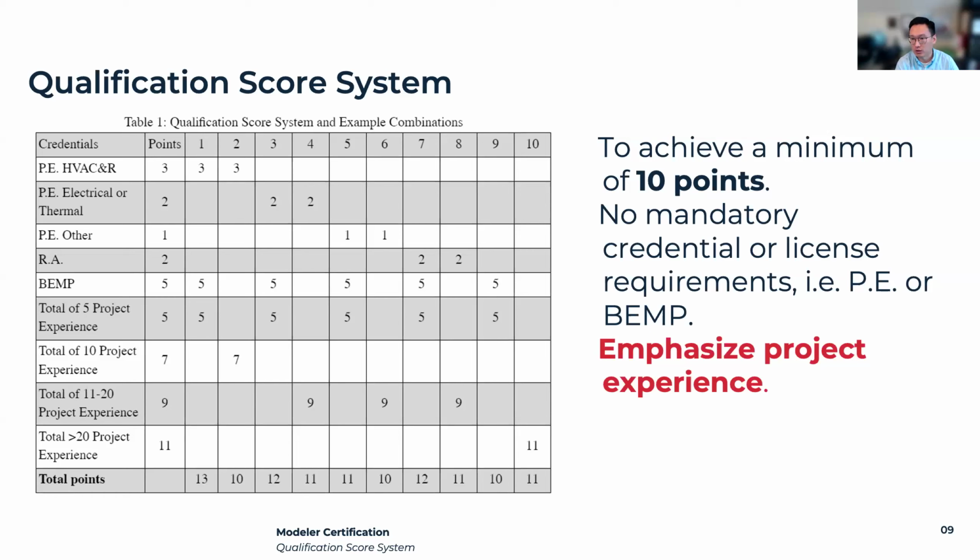The goal is to have a minimum of 10 points. We showed 10 possible scenarios here, and there is one scenario, scenario 10, where if you don't have any credential, but you have more than 20 projects of experience, you still qualify. Another reason is that if you look at how many BEMPs there are in the US, it's less than 400. So we wanted to level the playing field.